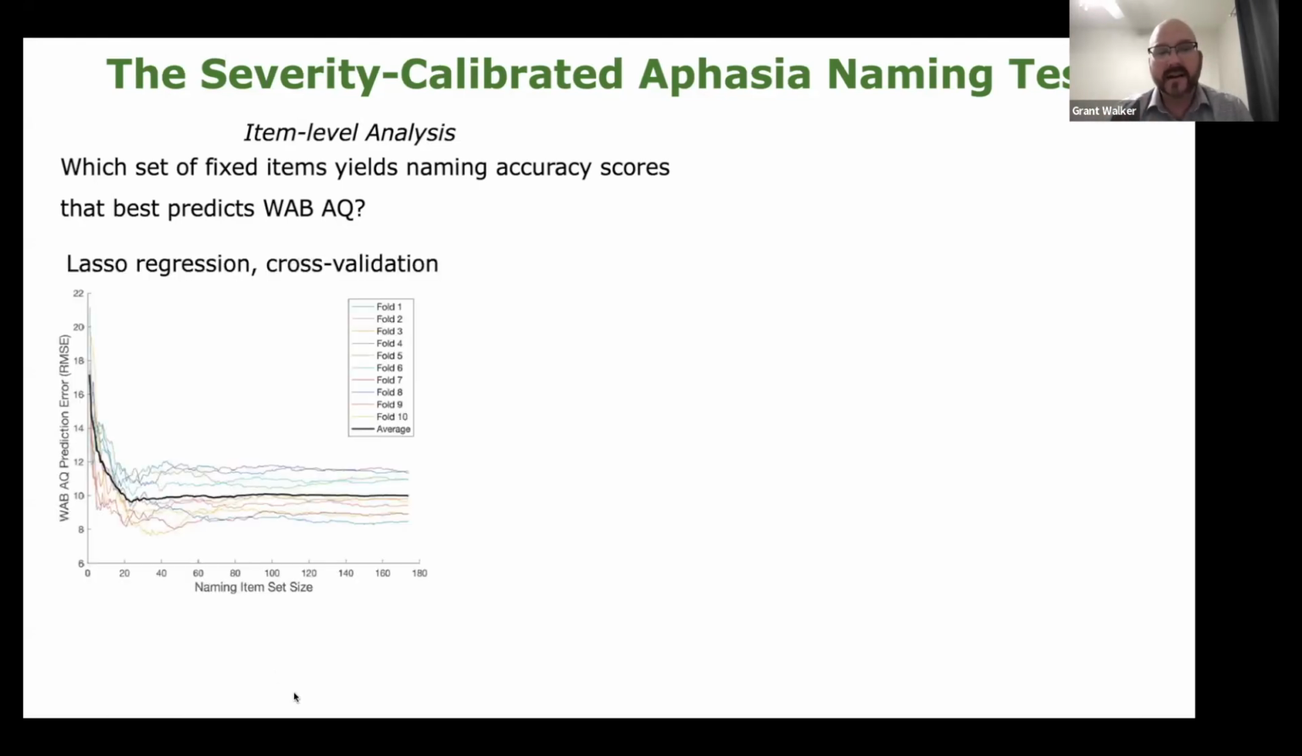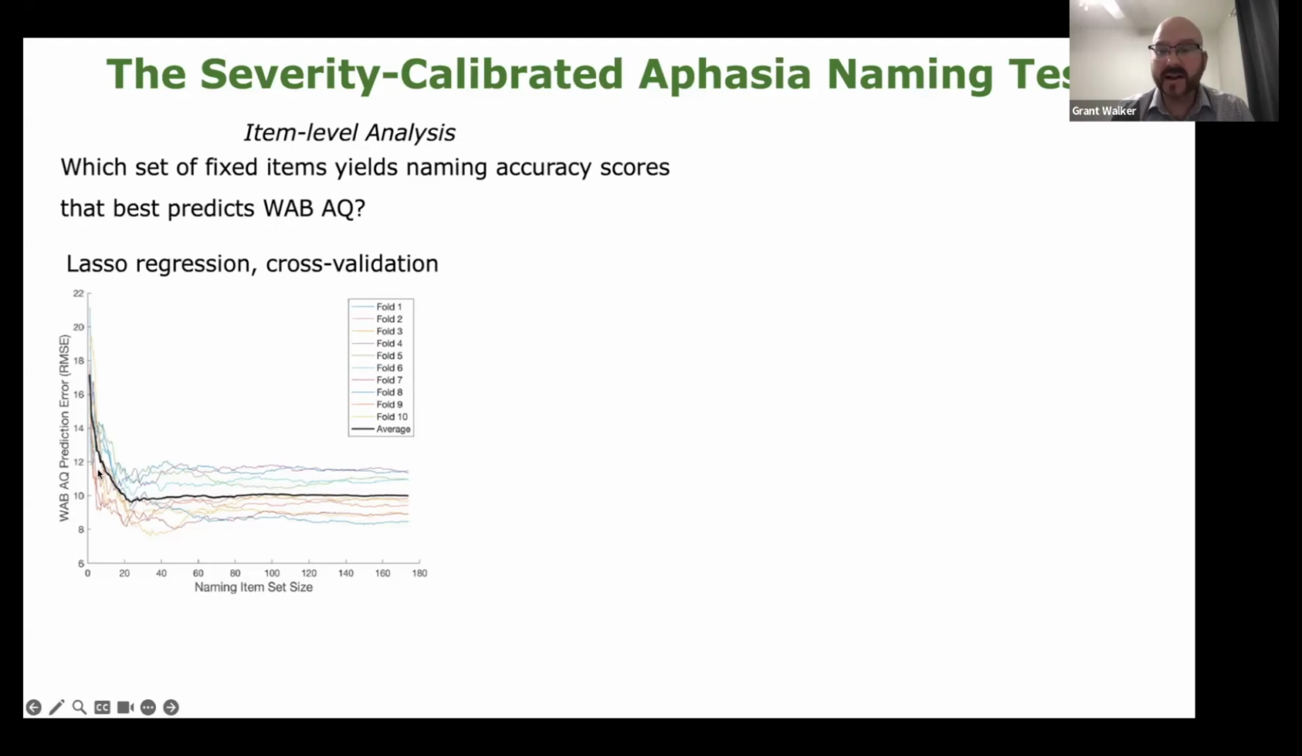Each one of these colored lines, so let me orient you to the graph here. This is using an increasing number of items in the test, and this is the group level prediction error when we predict the WAB. So lower is better. Each of these colored lines is a cross-validation fold. We did 10-fold cross-validation, and the big black line here is the average. And you can see that this prediction error bottoms out at 20 items.